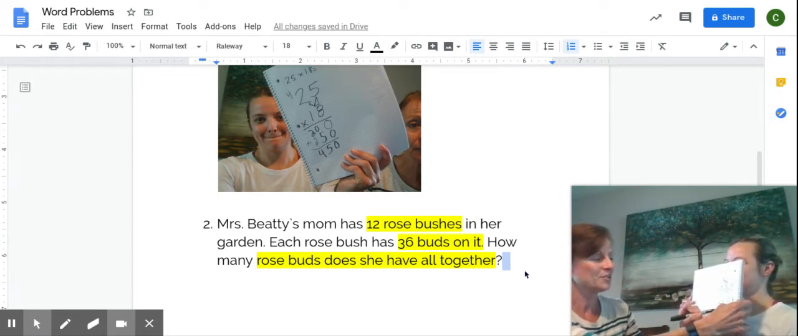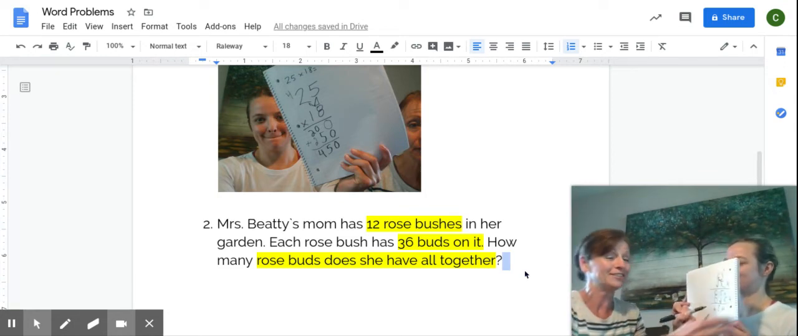Now we're going to add this together for our answer. 2 plus 0 is 2. 6 plus 7 is 13. Put down the 3. I have to carry the 1. So now I'm going to do 1 plus 3 is 4. I'm going to have 432 rose buds all together.